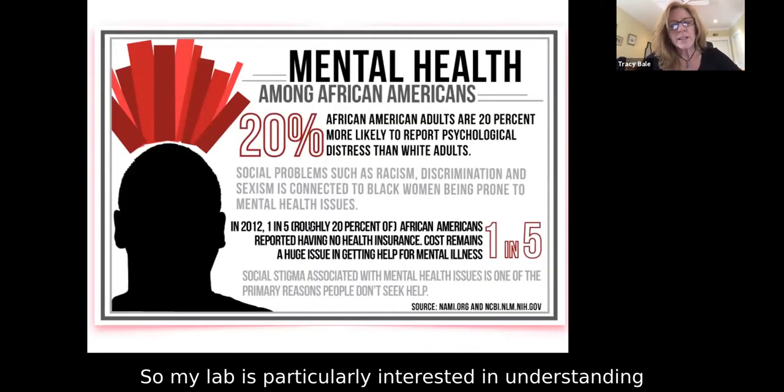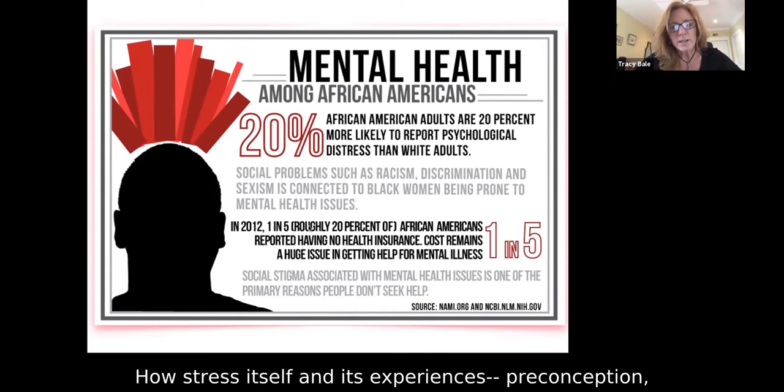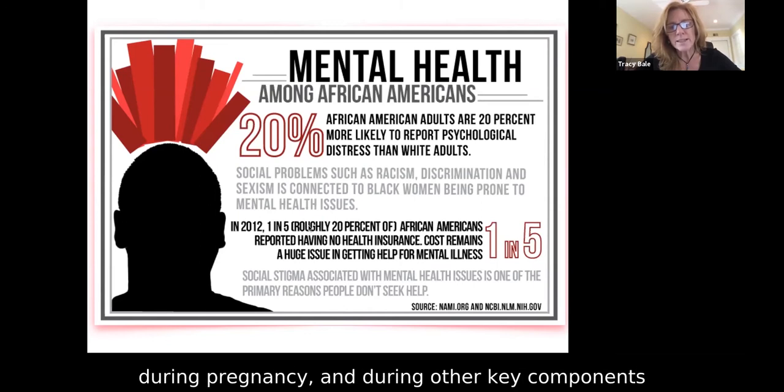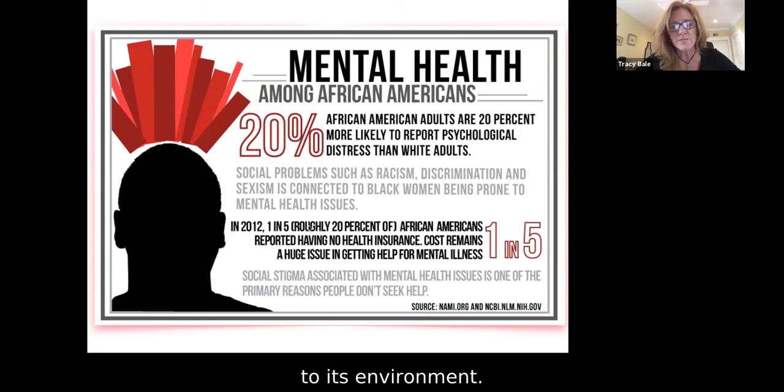So my lab is particularly interested in understanding stress and its effects on the brain, largely through development. How stress itself and its experiences preconception, during pregnancy, and during other key components of the lifespan can influence how the brain develops, how it matures, and how it functions and responds to its environment.